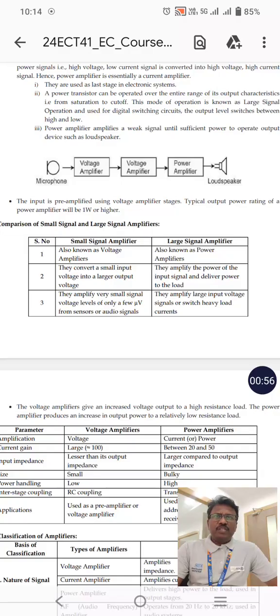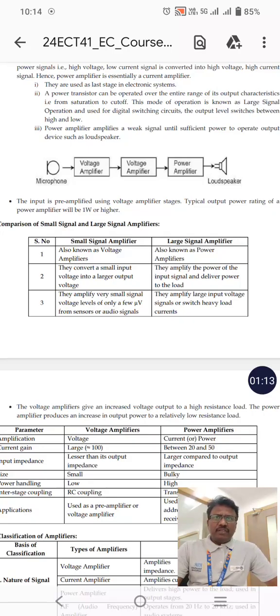Today we are going to study how amplifiers are classified. So before learning individual amplifier circuits, it is important to understand why different amplifiers are required for different applications.